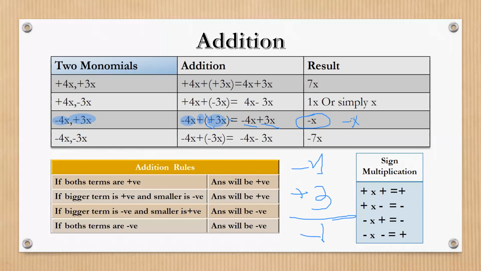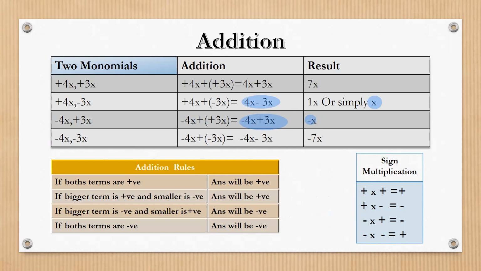When there is 1, there is no need to write the coefficient. We can simply write minus x. Okay, students? Clear? Look at this explanation I am telling you again. 4x minus 3x, we get the answer x. Minus 4x plus 3x, we get the answer minus x.